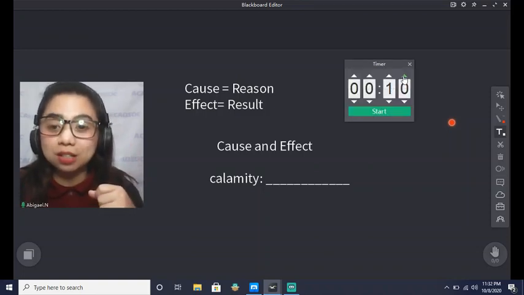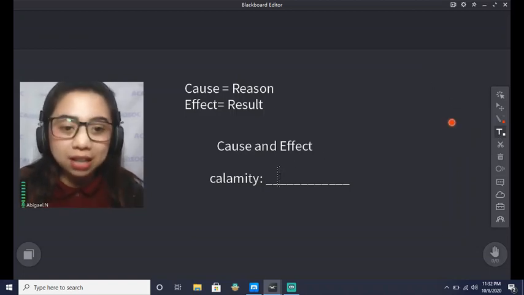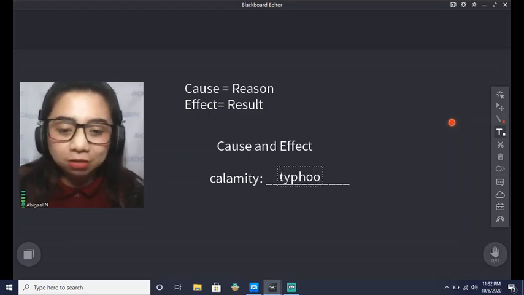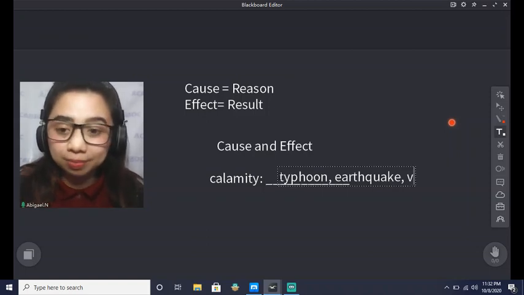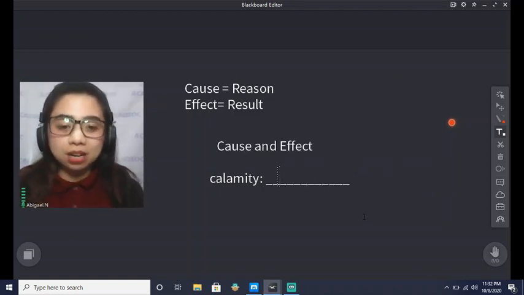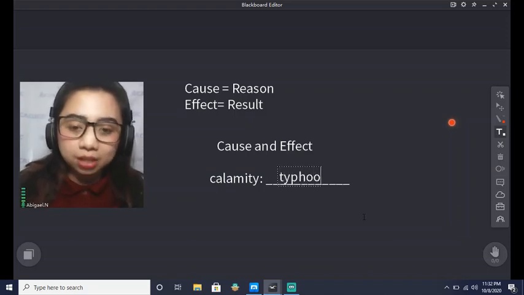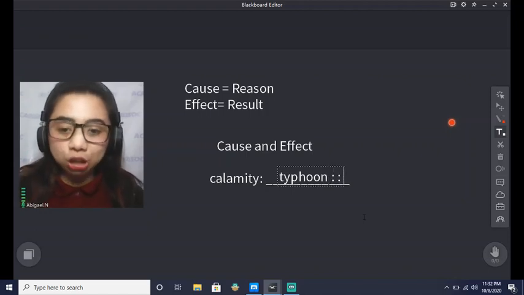Okay, timer's up. So calamity is to, of course, when there's calamity, probably there's typhoon, right? What else? There is earthquake. What else? There's volcanic eruption. Okay, so I'm not going to write every word here. So I want to use the first word, typhoon. Calamity is to typhoon.